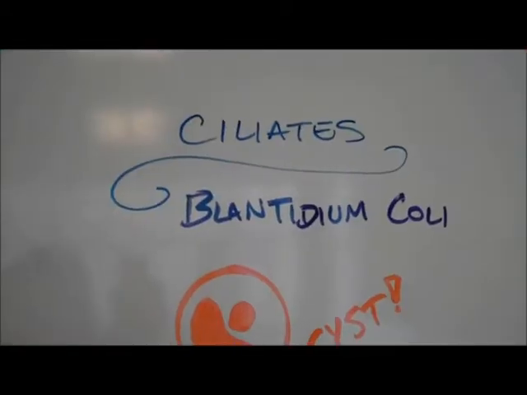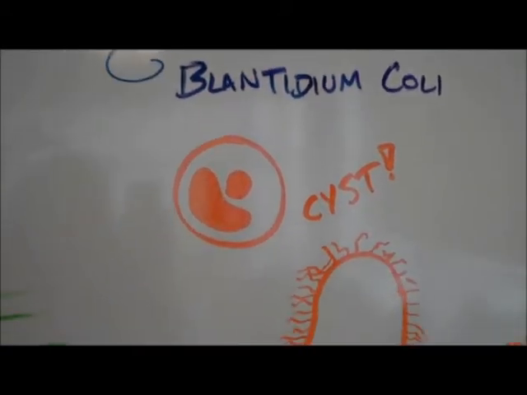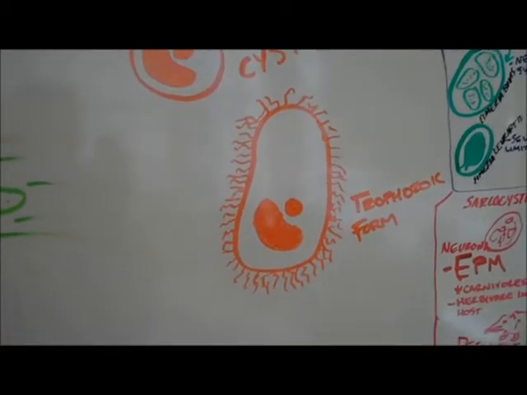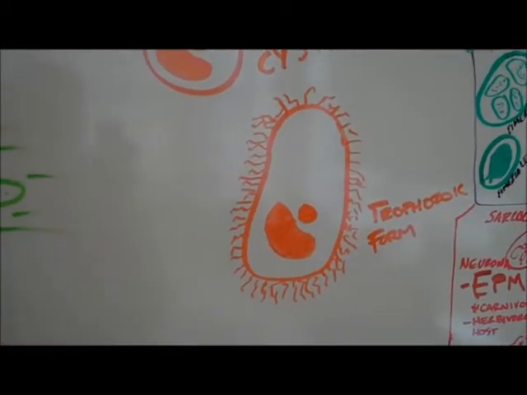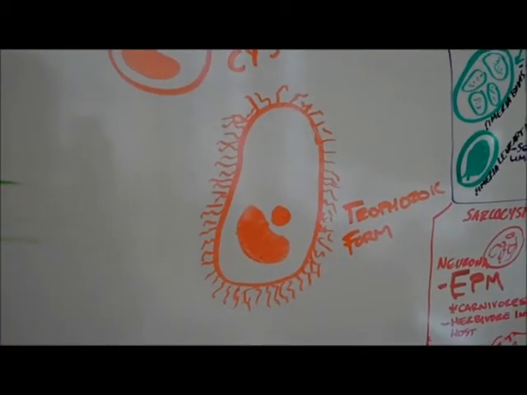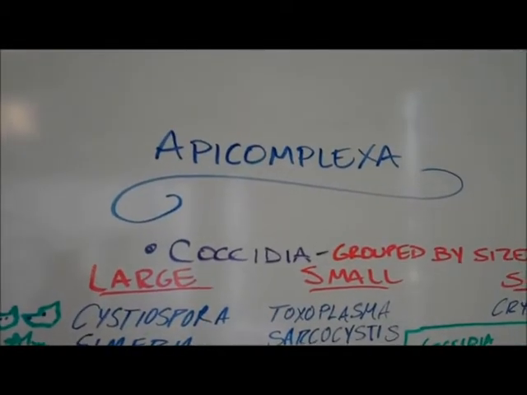And now we have the ciliates, which is Balantidium coli. There's the cyst form and the trophozoite form, which moves around using the cilia. I wonder why it's called the ciliate one. Alright, the next one after that is apicomplexa.